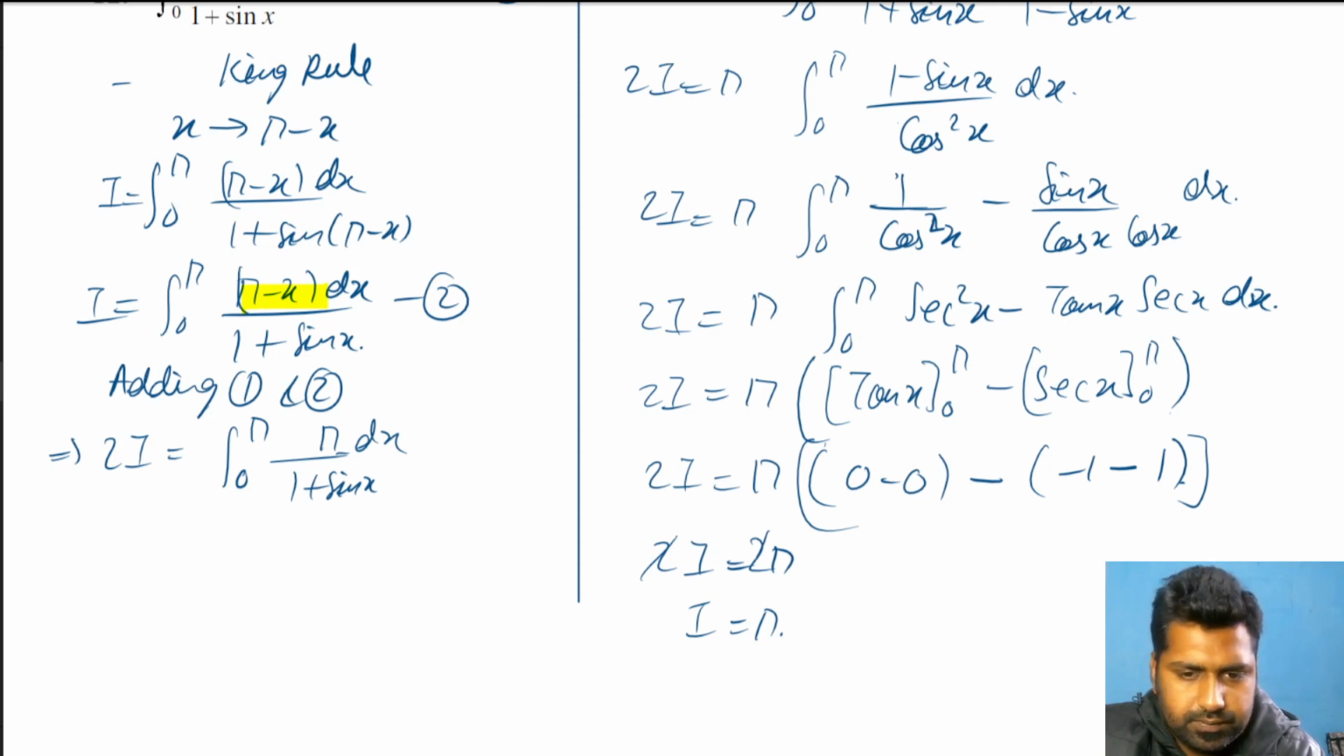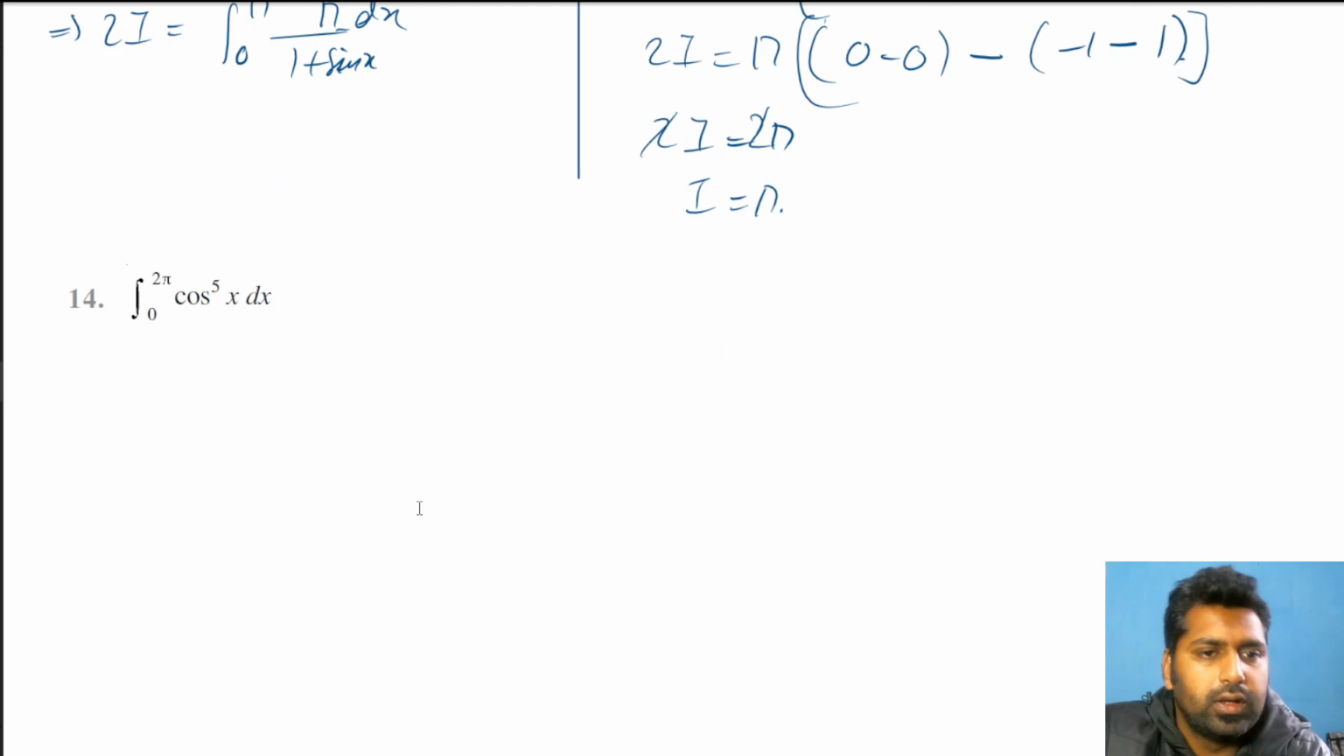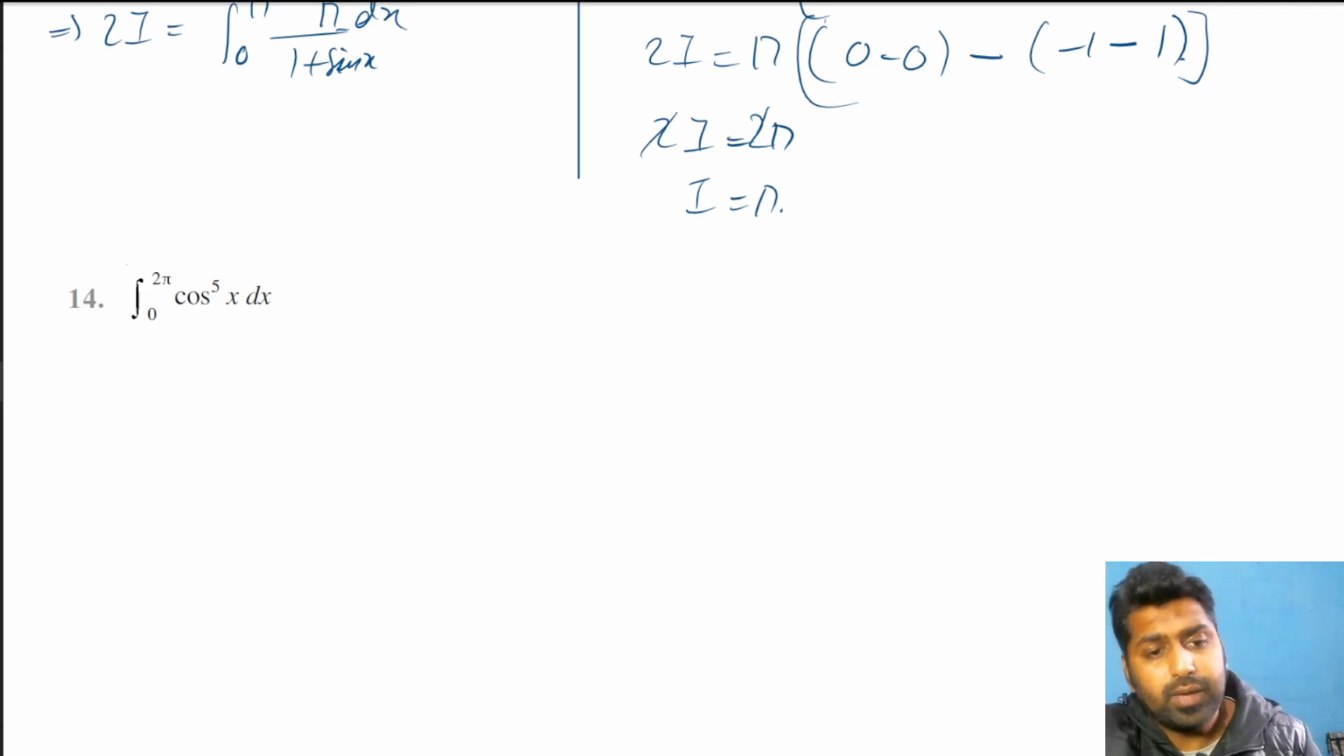Let's look at this question. Zero to 2 pi cos raised to power 5x. Now look at the question and try to think which property, because as such 0 to 2 pi is there, so you might think king rule. Of course, go for king rule, because 90% of the time the question is all about this king rule itself. Okay, let's see.